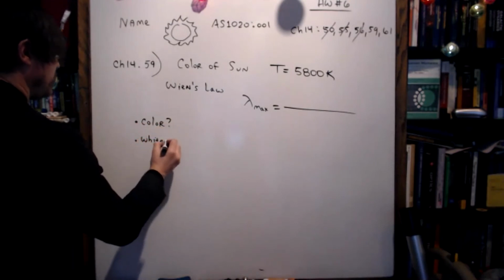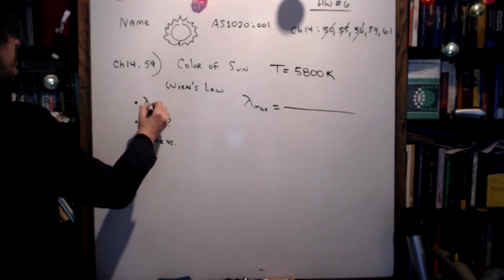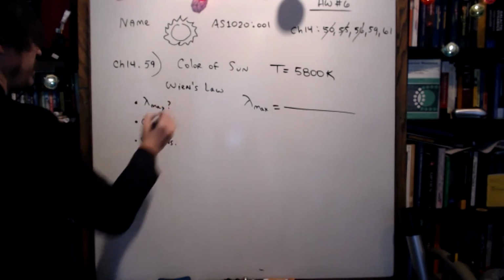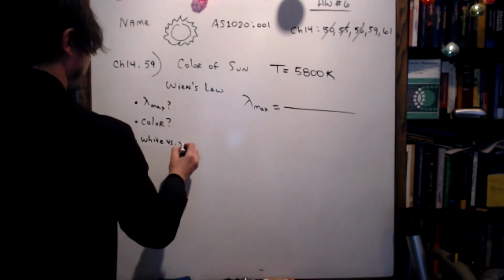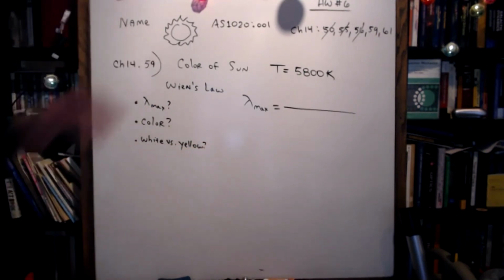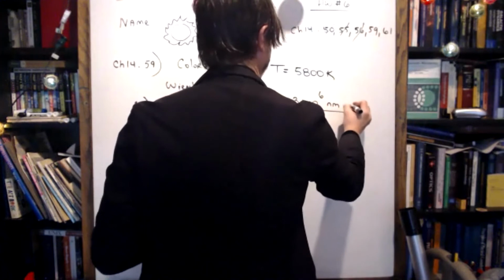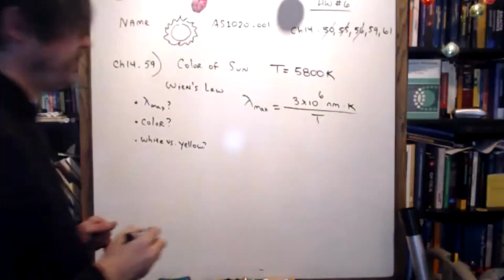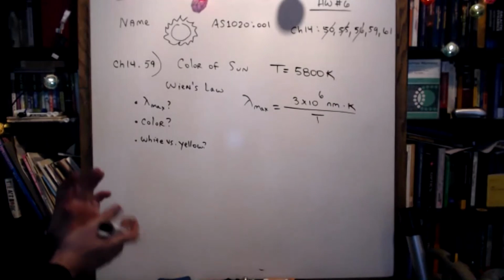All right, so we've got 3 little questions to answer here. We've got to find the lambda max, the peak wavelength. We've got to find out what color that is. And then we have to address the white versus yellow color of the sun. Remember that Wien's law tells us that the peak wavelength of any black body is 3 million nanometer kelvins divided by the temperature. So what do I do, kids?